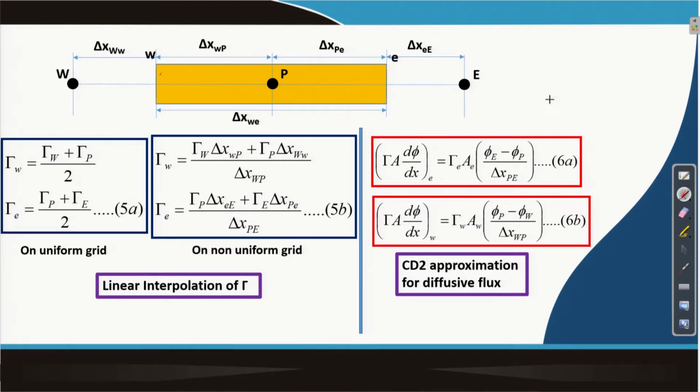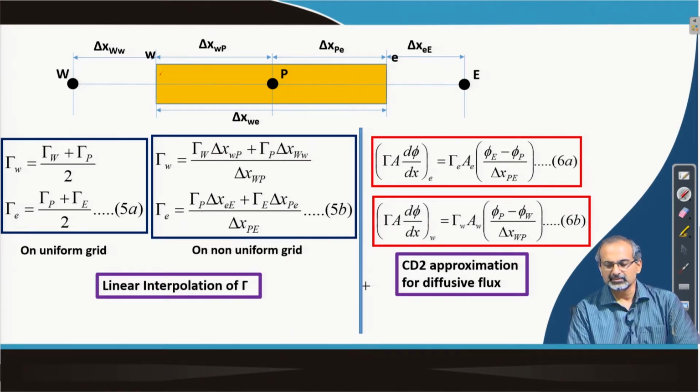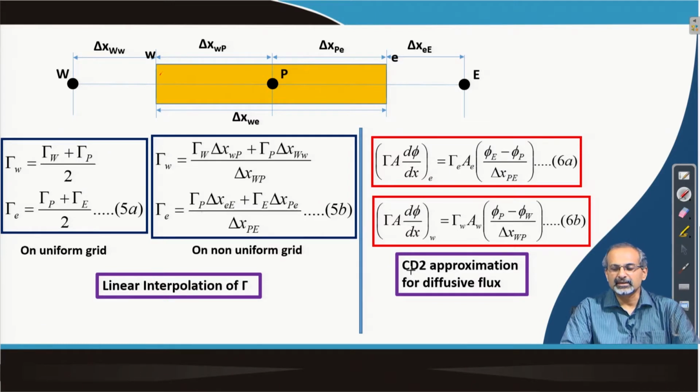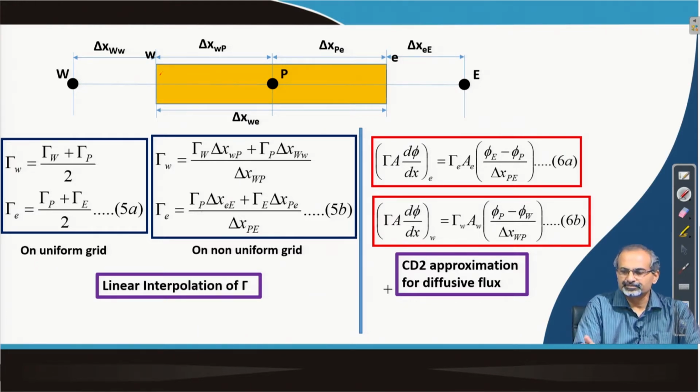So, that is the calculation of the gamma part, and then we finally have to approximate the diffusive flux, for which the derivative comes into the picture. You see equations 6a and 6b, where the derivative calculations are shown, and we can see that the CD2 approximation has been used for calculating the derivatives. That is again based on the neighboring nodal values for calculating the derivatives at the respective interfaces.